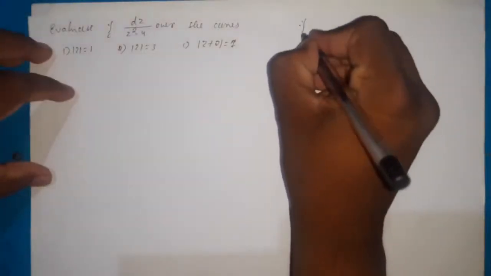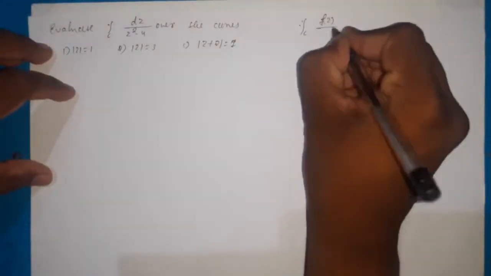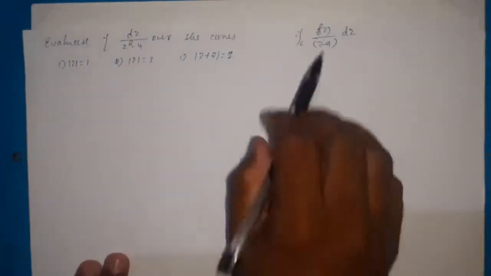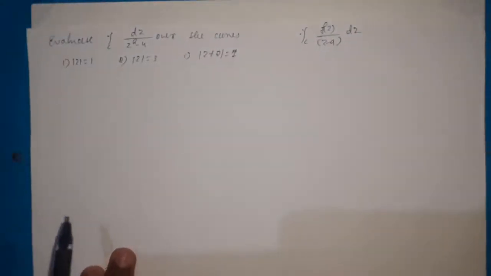Now evaluate integration over c dz divided by z square minus 4. So in this case the given problem is not in the standard form. So what is the standard form? Integration over c f of z divided by z minus a dz, right? So here we have f of z in the numerator, no problem, but in the denominator the power of z must be equal to 1, but here the power of z is 2.